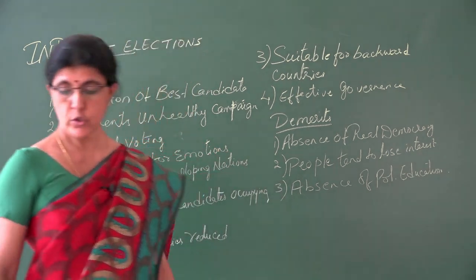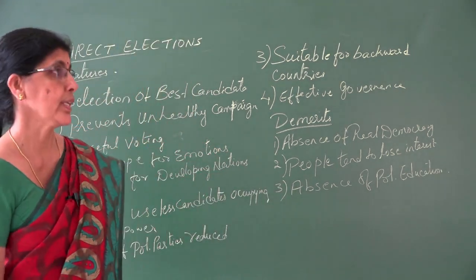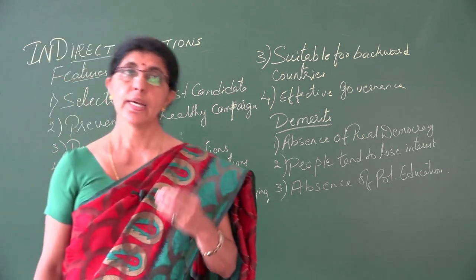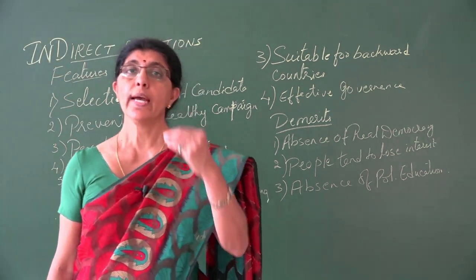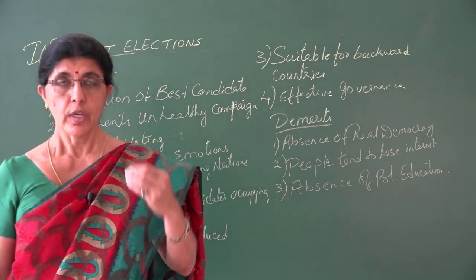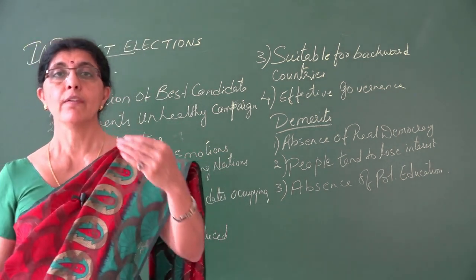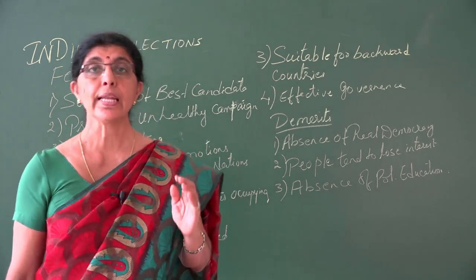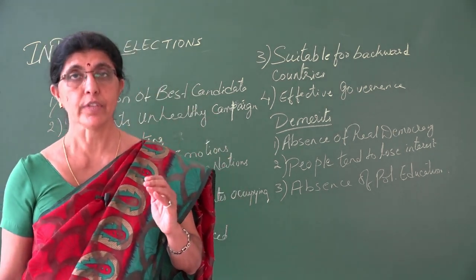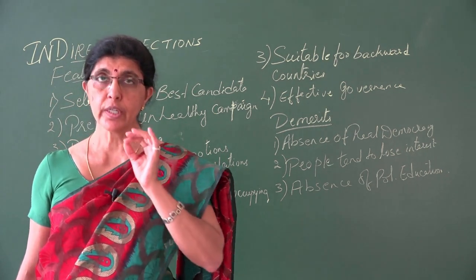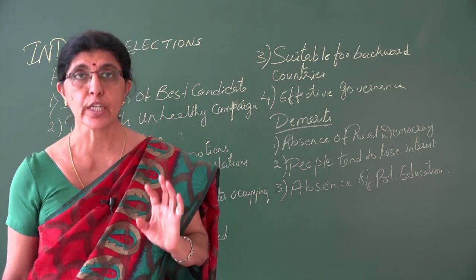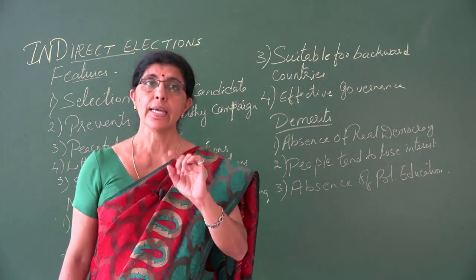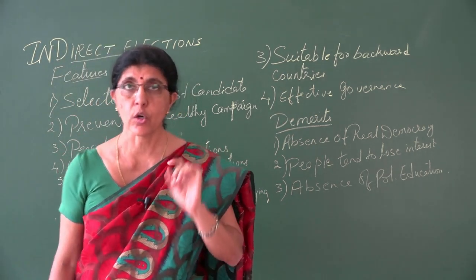Now coming to the next topic, that is indirect elections. Indirect elections are nothing but the elections which are called double elections. That means the voters elect their representatives, and these representatives in turn elect their representative. That is, the President of India is elected indirectly. The President, Ramnath Kovind, was elected indirectly through an electoral college.